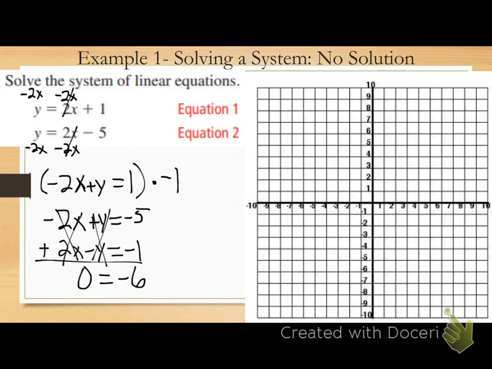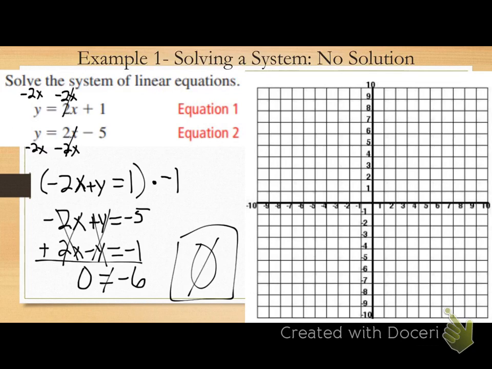Negative 5 plus negative 1? Negative 6. So kind of a similar thing that happened with substitution. My variables canceled each other out. Am I left with a true or false statement? False. 0 does not equal negative 6. So what do you think my answer is if my variables cancel each other out and I'm left with a false statement? No solution. That's what it will look like with elimination when you have a no solution problem. Okay?